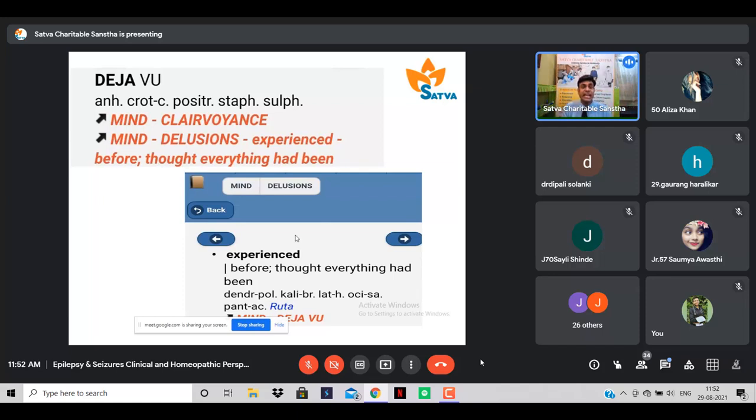There, Anhalonium is given in Boericke. If you read it, it is a beautiful remedy for this. Then Sulphur, Staphysagria, Crotalus, Cascarilla. And if you go to a cross reference, delusions, experienced before, thought everything had been there, there is a remedy known as Ruta or Kali bromatum. Kali bromatum is a very important remedy for convulsions, so we should keep it in mind. And Ruta is another remedy which has deja vu. So these are certain things, a way we can approach so that our hunt for the similimum is narrowed and we can reach the similimum fast.